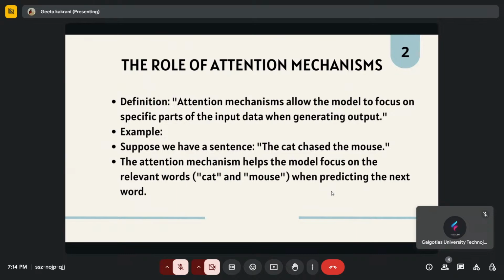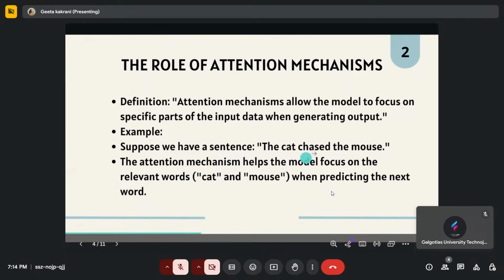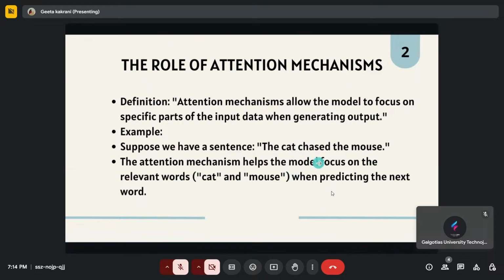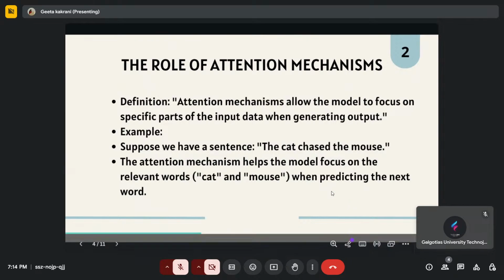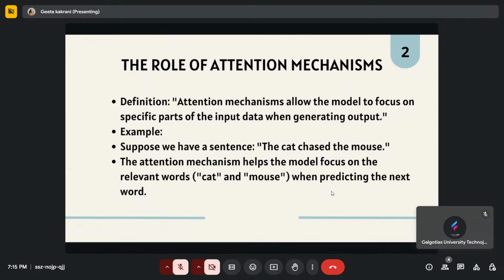How does it work? Whenever we write a line, like here is a line, the cat chased the mouse, or we can say the cat is climbing on the stool, the system will not take the full line in a sequential way. It will try to understand and give attention to cat. It will give attention to mouse, and after that it tries to get the relationship. What is the relationship between cat and mouse, and how is the relationship?